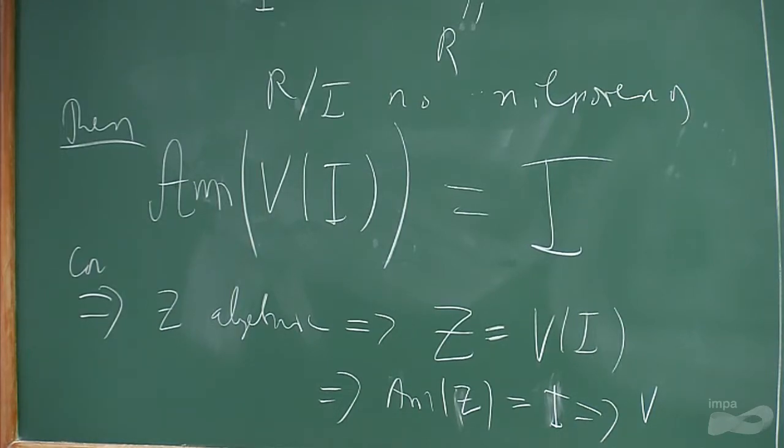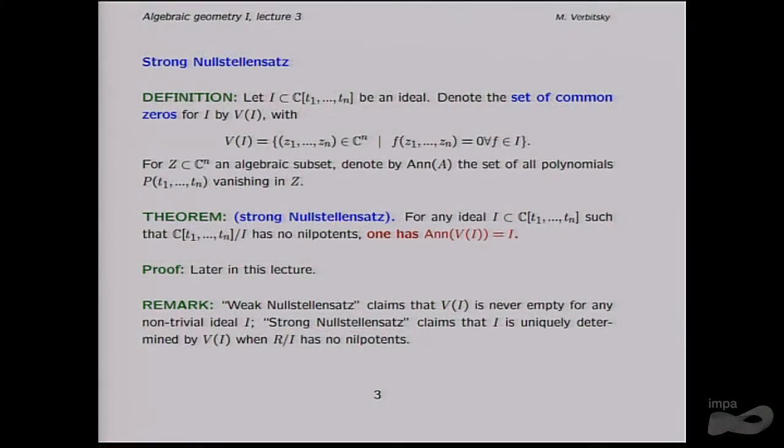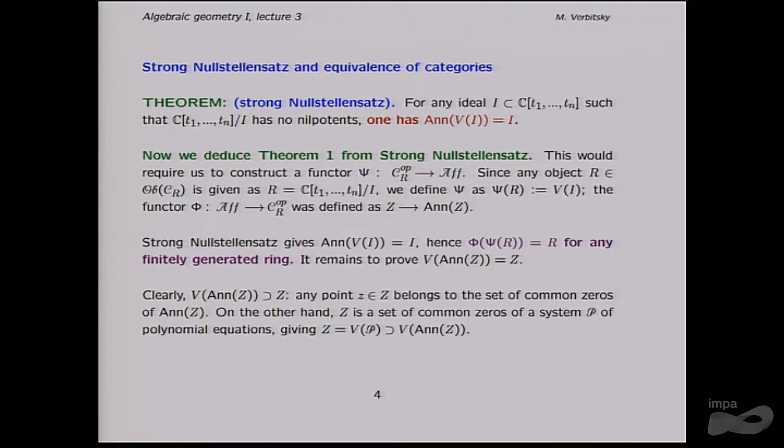Questions? So I'm now going to prove this theorem unless you have some extra questions. No questions? Is the statement clear? Okay. Before I do that, let me deduce this theorem about equivalence of categories. It was a theorem from the Nullstellensatz. There is essentially nothing to deduce. It's essentially a tautology.